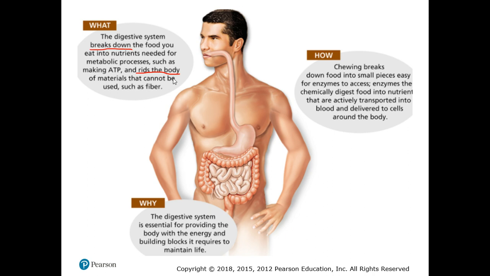How does it do this? Well, it breaks down food in two ways: mechanical breakdown by chewing, or chemical breakdown, such as releasing enzymes to digest food. Those nutrients are then absorbed into your bloodstream, which transports them to the rest of your body. Why is this important? Why do we study the digestive system? Well, it is essential for giving our body energy and the building blocks needed to maintain life and stay alive.